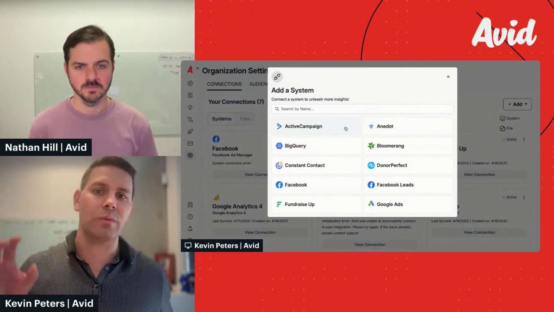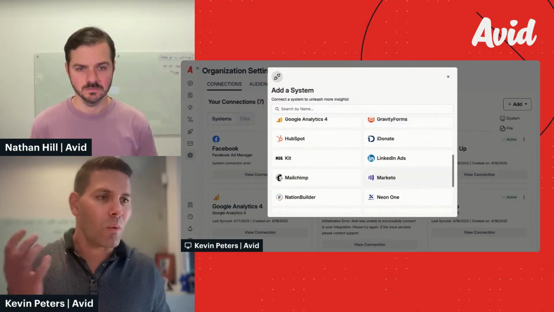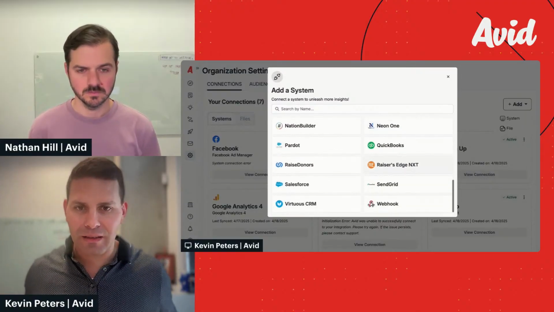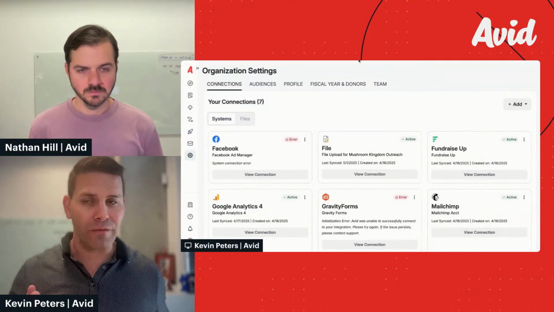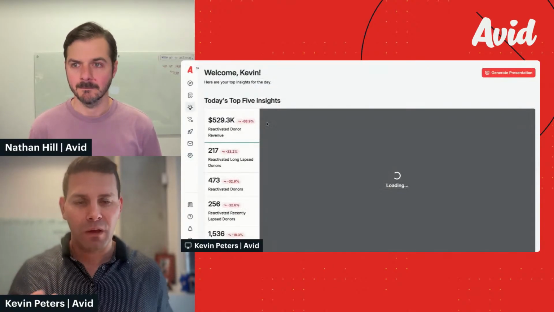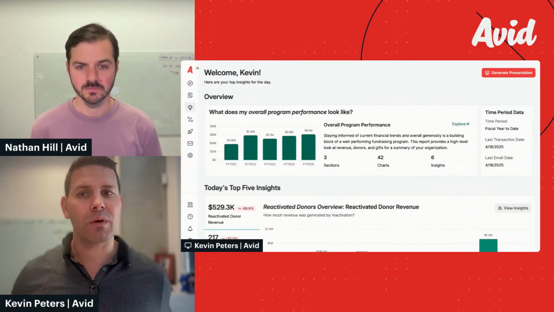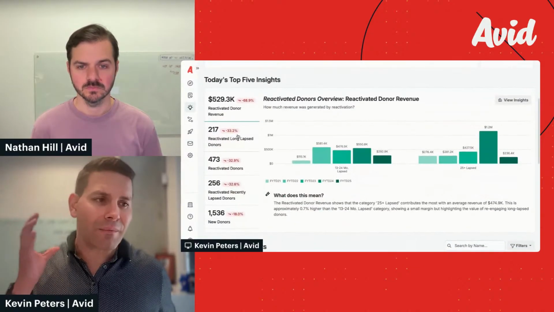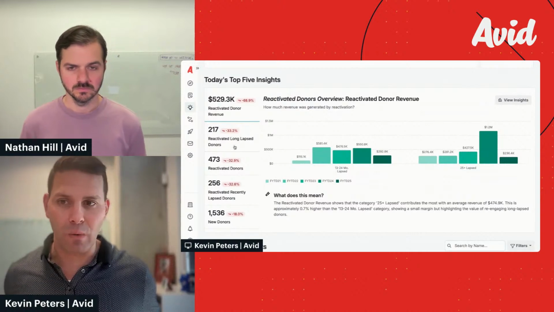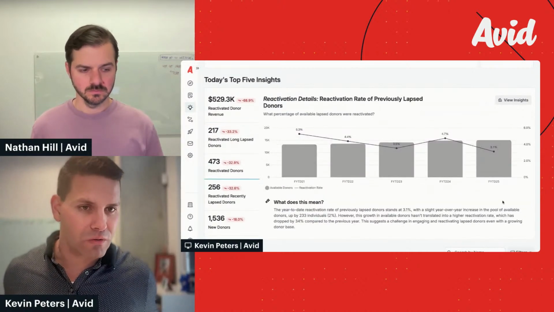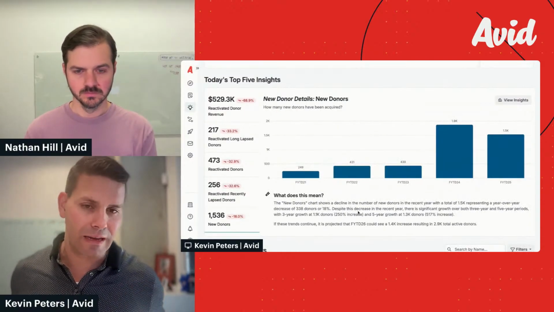Let's connect the tools, whether it's your email platform, your donation platform, your CRM, your web analytics, your advertising, the email capture, so that once we have all that information in one place, we're able to go through it and just identify, here's what's most important today. Here are the top 5 things that you should know on a regular, daily, weekly basis to be aware of. Reactivated donor retention rate and reactivation rate is down. My number of new donors being acquired is down.